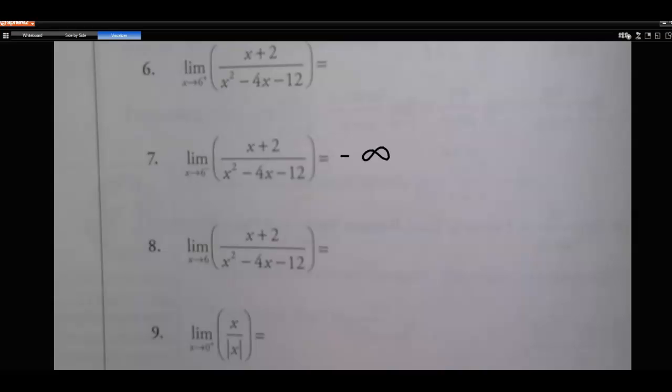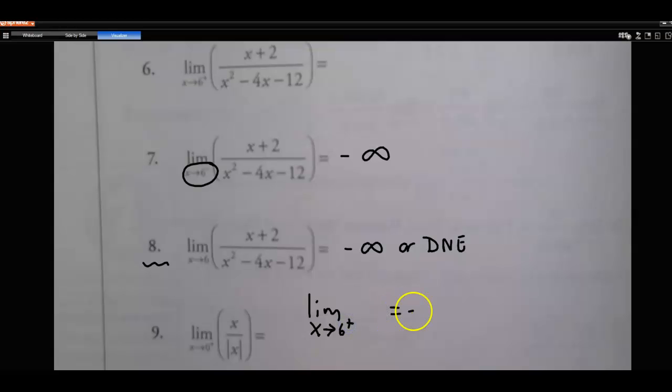Okay. Now, to do number 8, we already know that this is a non-removable discontinuity. So we have 3 possibilities. Well, actually, we only have 2 possibilities. It's either negative infinity, or we're just going to say it doesn't exist. Now, here's how you'll know the difference. I found the limit from the left, but now I want you guys to find the limit from the right. Find the limit from the right of that function.